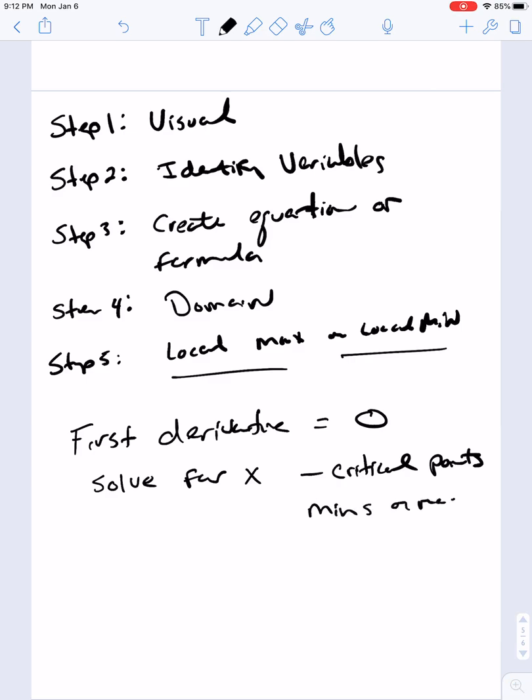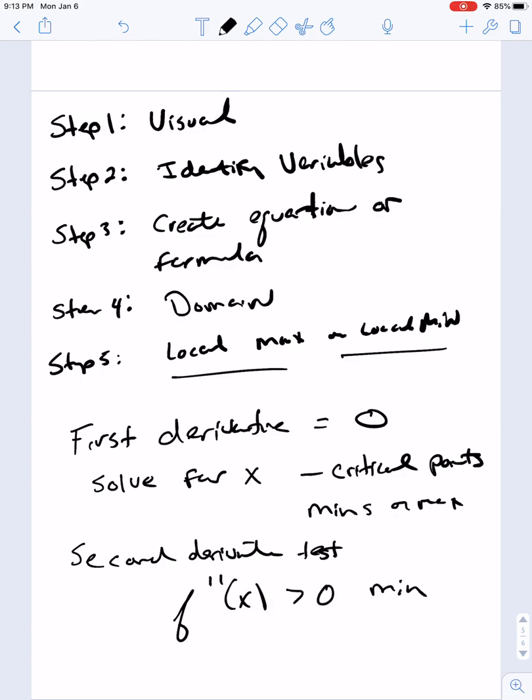So mins or maxes. To identify whether your critical point is a min or a max, we can use the second derivative test. We take the second derivative and plug in our critical point. If it is greater than 0, then we have found a minimum. If it is less than 0, we have found a maximum. So that's just a quick review of the first and second derivative test.